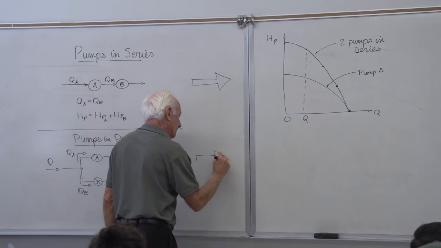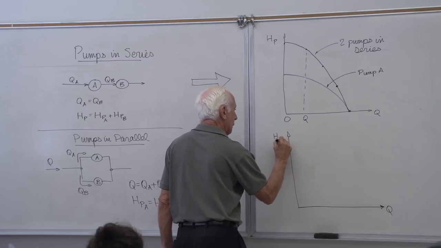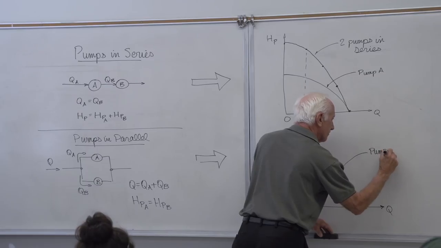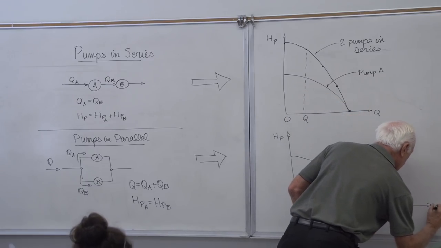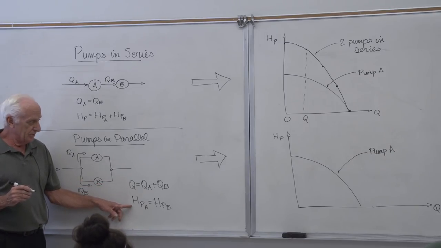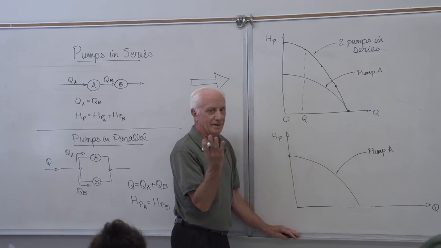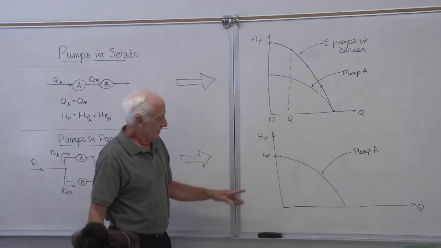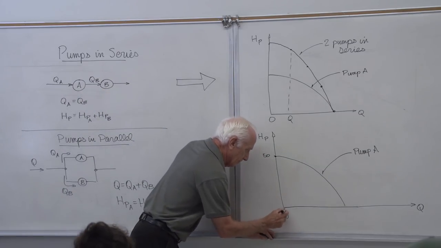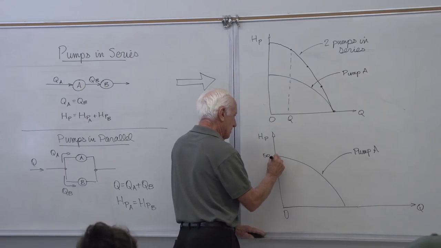Okay, now we take two pumps in parallel. Same thing. We take Q over here, we take HP up here. Okay, here's pump A. Now the rules change. Now the pump heads are the same, but you add the Qs. I'll start here. I'll make something up, let's just say 50, just for fun. The pump heads are 50. Add the flow rates. What's the flow rate through pump A? Zero. Through pump B? Zero. Zero plus zero is zero. So we're still here, and that's our starting point.